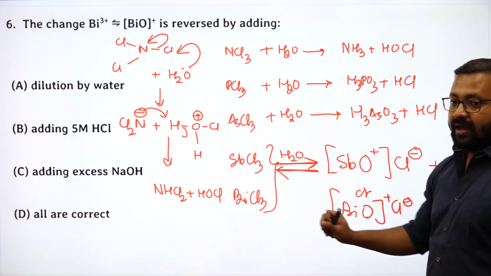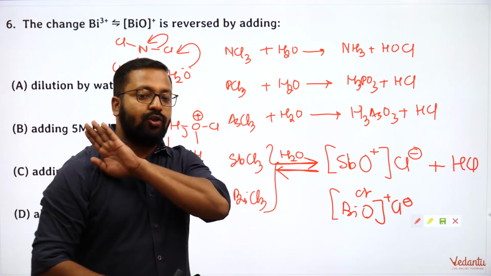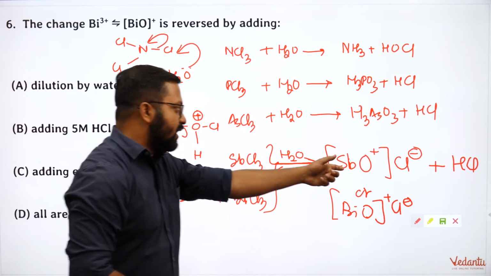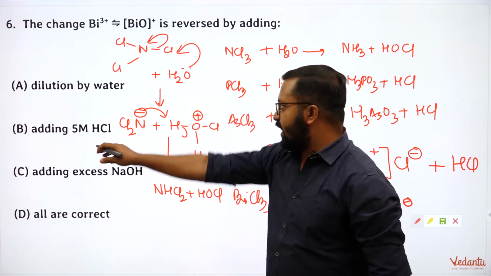ये इक्विलिब्रियम है, तो अगर हमने एक जो साइड प्रोडक्ट मिल रहा है उसको हमने ऐड कर दिया तो रिएक्शन बैकवर्ड की तरफ मूव कर जाएगा. So I have to move the reaction in the backward direction. What I will add? HCl. What is the right answer to this question?